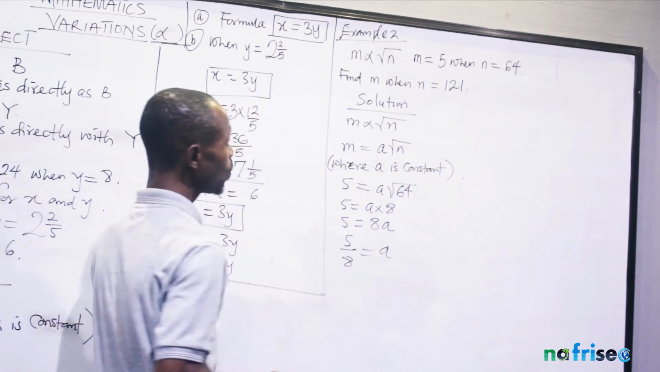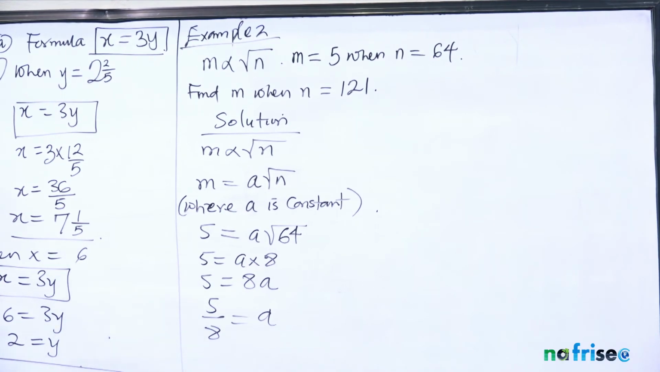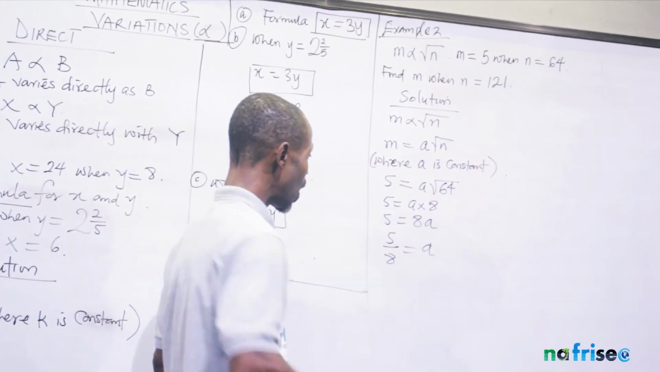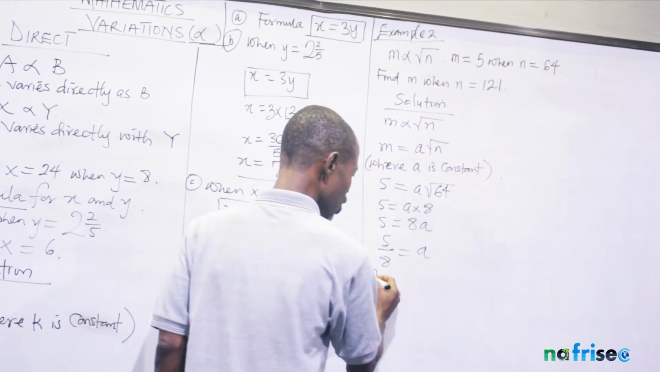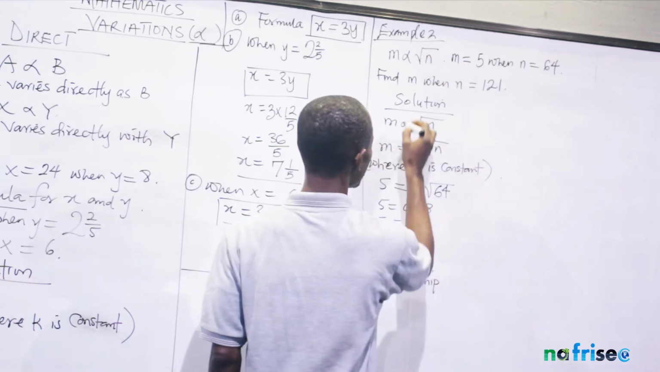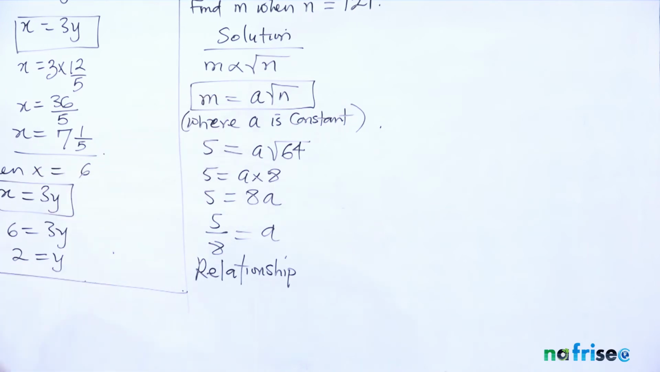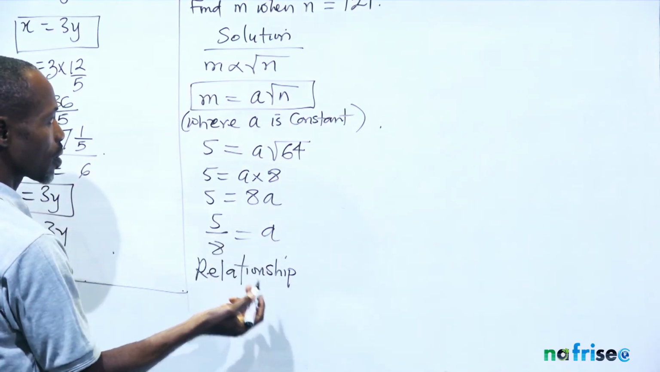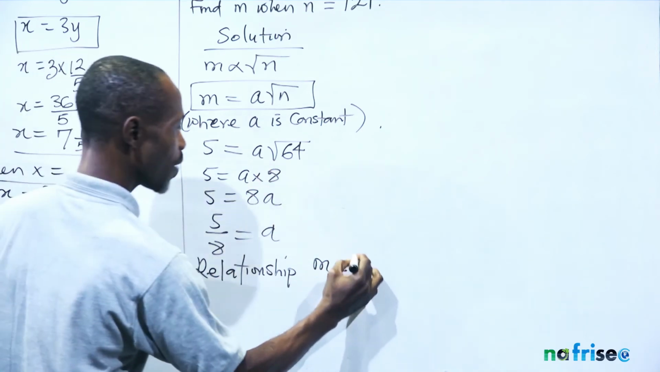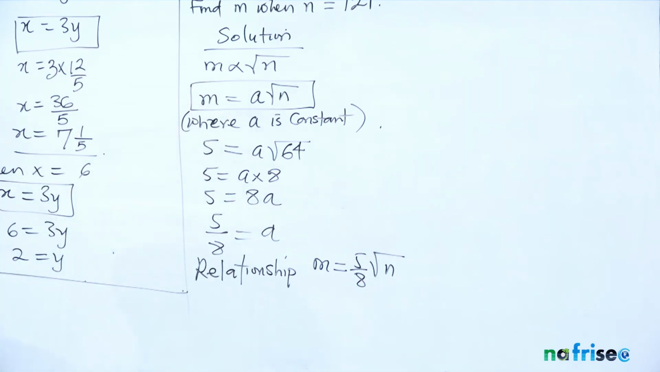If you look at the question, they will not place the relationship for you. If they're placing a relationship, they're going to make sure it leads to change of subject formula. And if you have this situation, just create your relationship. I told you they call it relationship or formula. Go back to where you dropped your constant. You say a is 5 over 8. Then the relationship means that m equals 5 over 8 root n. That's the relationship. Then you can now solve this question.